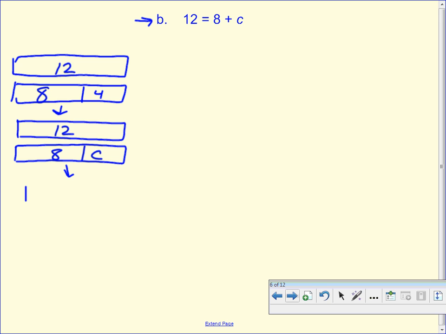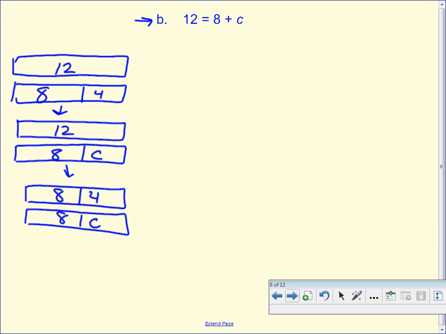So now I'm going to take those two bars and put them side by side. 8 plus 4, 8 plus C. And those are equal because I know 8 plus 4 equals 12, and I know 8 plus C equals 12.